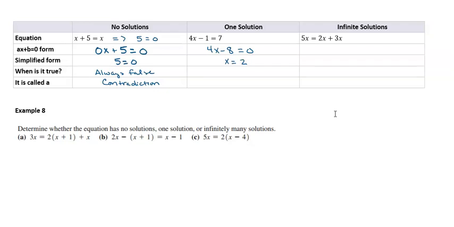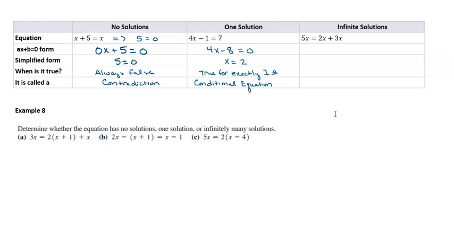It's true for exactly one number. Exactly one number. And this is called a conditional equation. Okay, the last one, that one just has one solution.